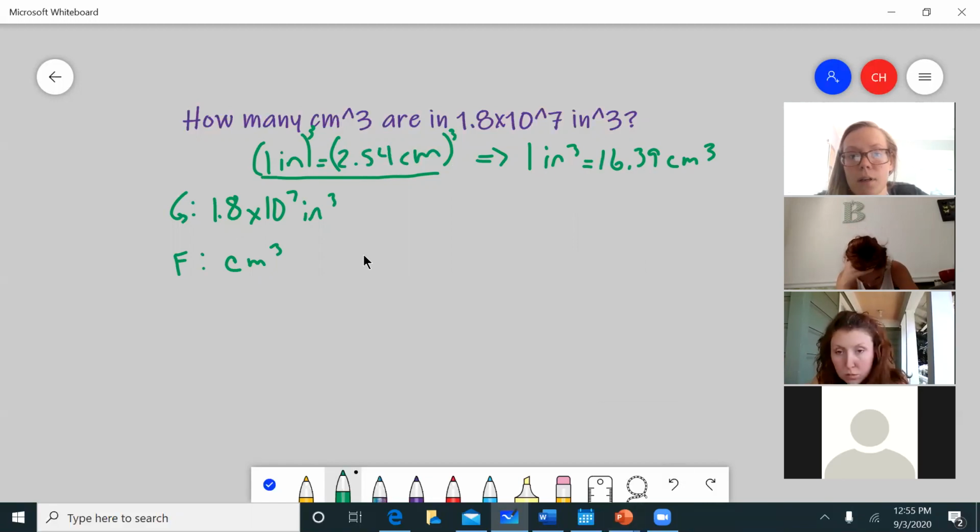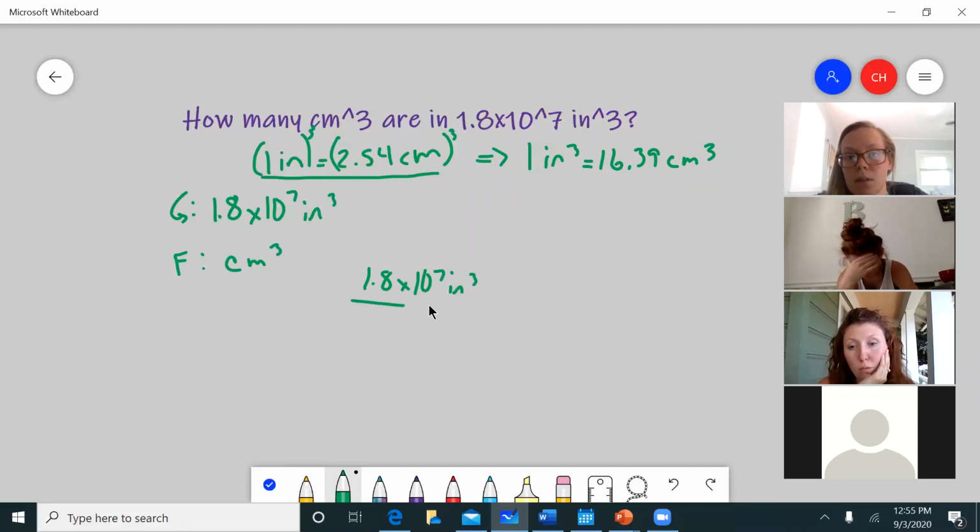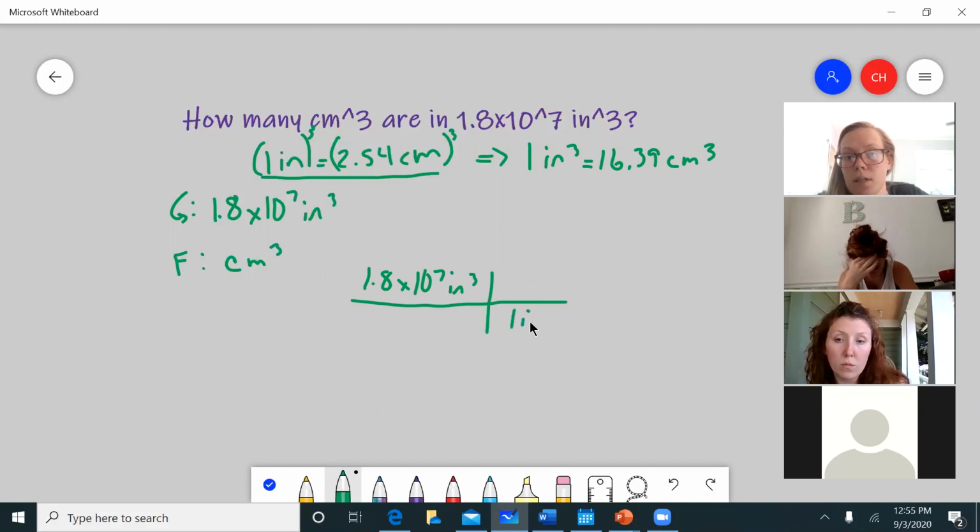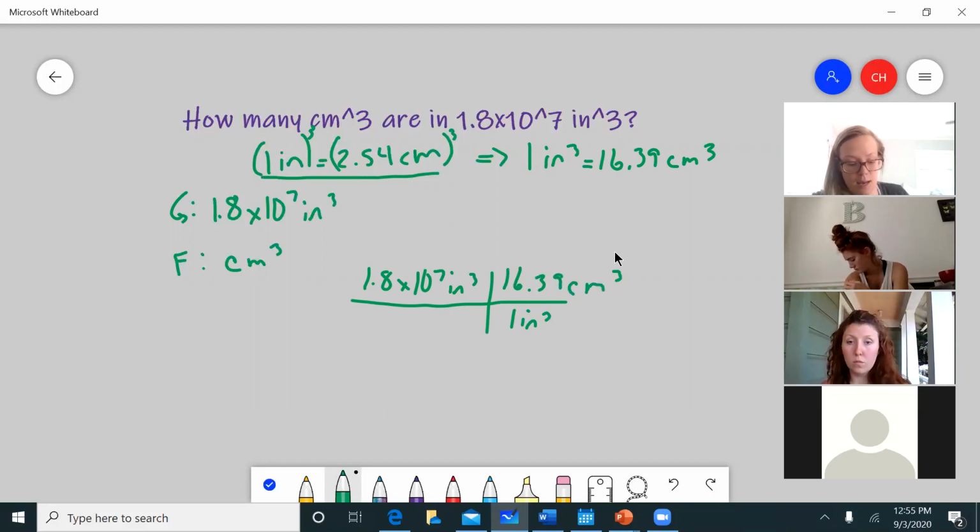So we start with our given, we have 1.8 times 10 to the 7th inches cubed. And in this case, I'm going to throw my inches cubed on the bottom. So the 1 inch cubed sits on the bottom. The 16.39 centimeters cubed sits on the top. So let me plug that in.